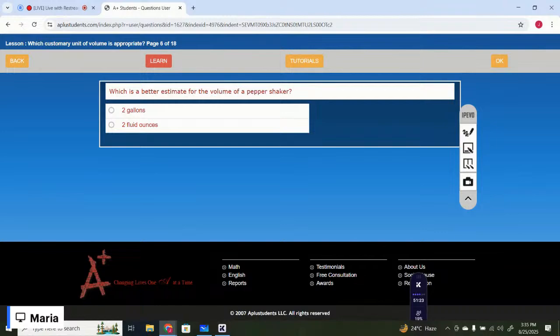Which is a better estimate for the volume of a pepper shaker? It would be 2 fluid ounces. Option number two is the correct option. Very good.